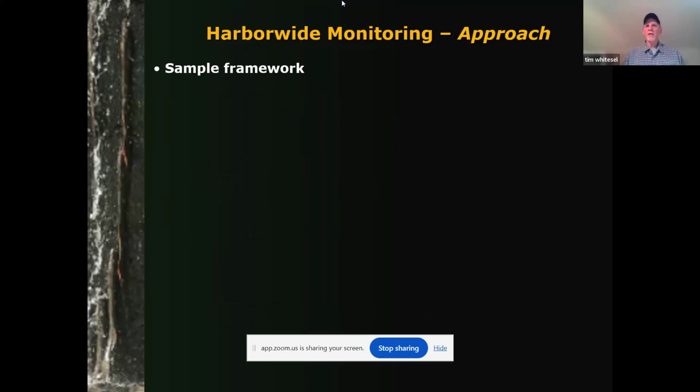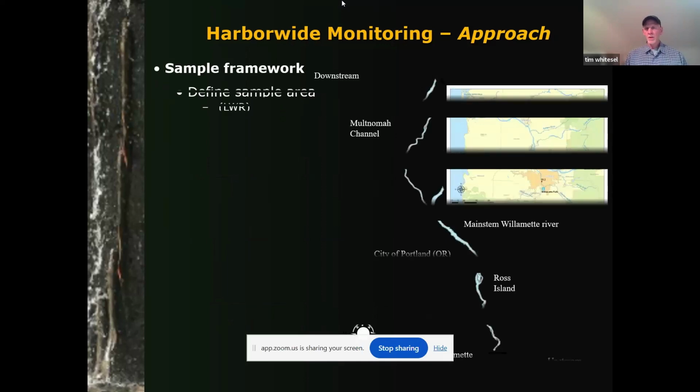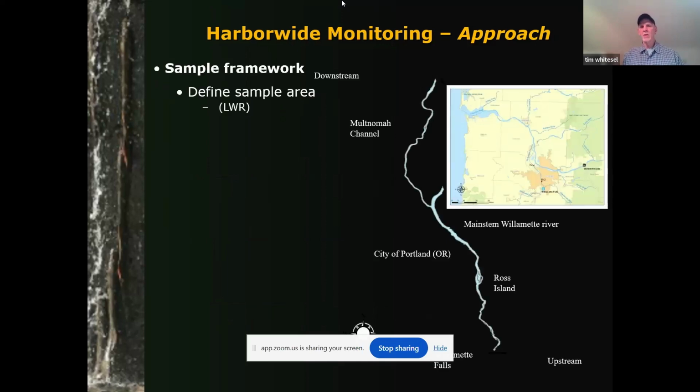A little bit of information about our approach. So the sample framework that we've used. Everybody probably on this call is familiar with the Portland Harbor area. We have worked basically from Willamette Falls down to the Columbia River. So that includes Multnomah Channel.